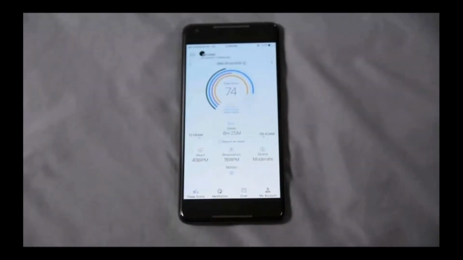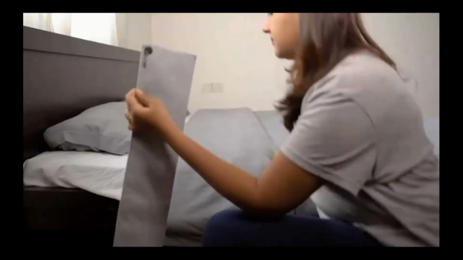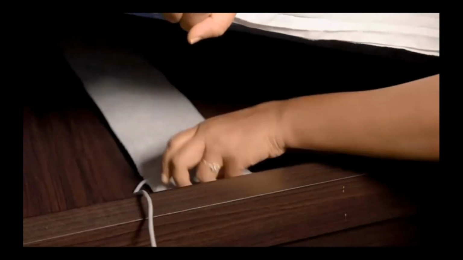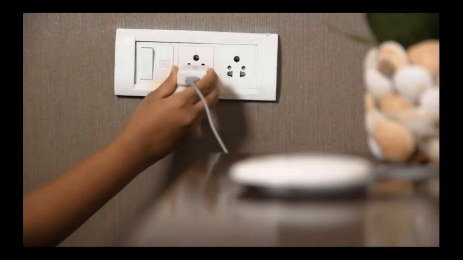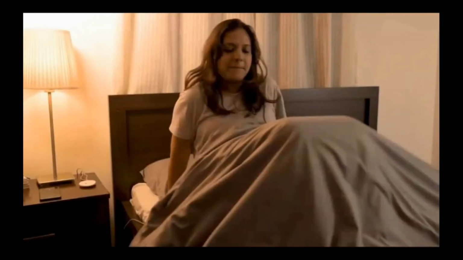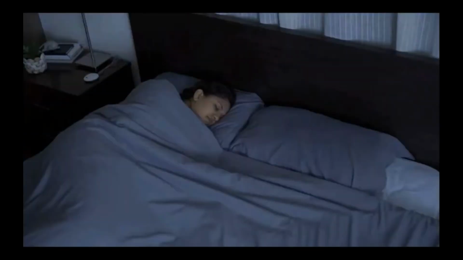Dozy comes with a thin sensor sheet, a small module, and a smartphone app. Setting up Dozy is a simple one-time process. Place the sensor sheet below your mattress, plug Dozy in, and connect it to your smartphone. Now, every night, Dozy will monitor your health, no charging and nothing to wear.